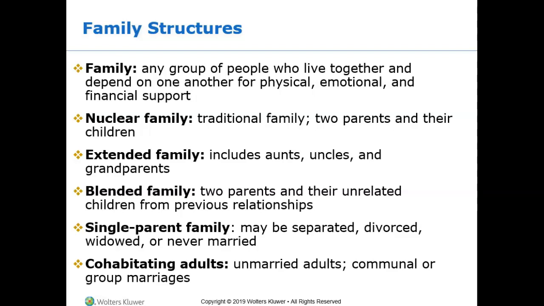The nuclear family is your traditional family. You've got two parents and their children. And that could be any type of family. You could have two females or two males or however you self-identify. It's just a traditional family where you have two parents and the children. An extended family is what it sounds like, your grandmas and grandpas and cousins and aunts and uncles. Blended is where you have two parents that have children from previous relationships, and now you're melding them into one family.